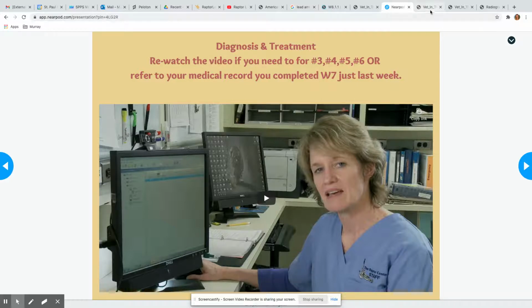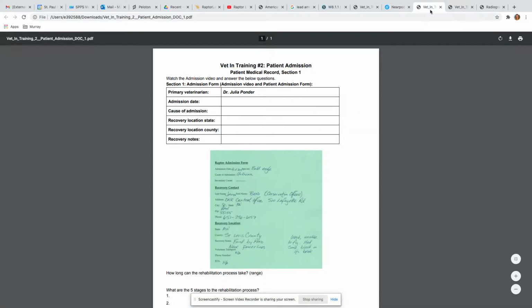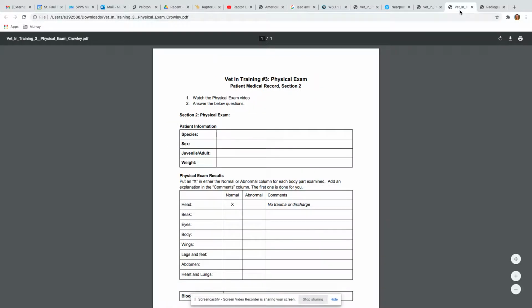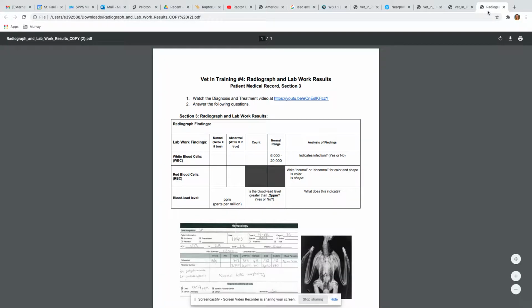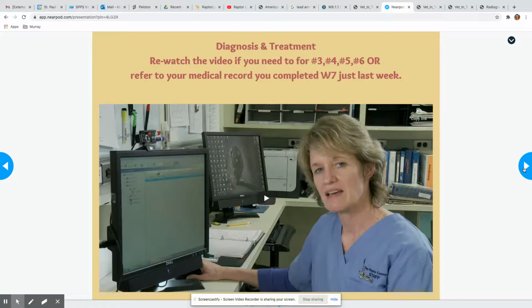If you can't remember what these forms look like, here's your patient admission form. Here is your physical exam. And here is your radiology, which was just done last week. If you don't remember that stuff, you should have it all on your iPad, so you can go either way to do it.